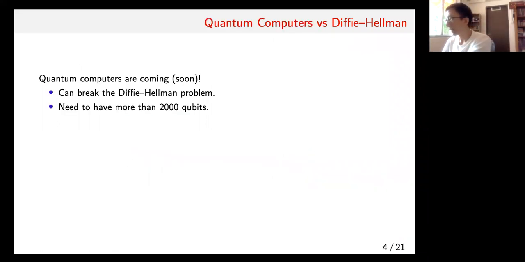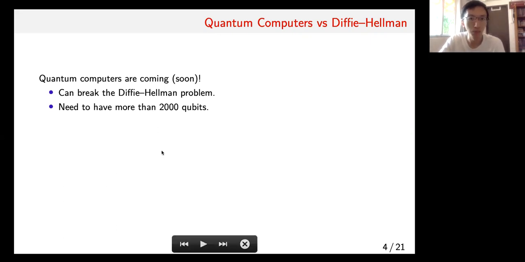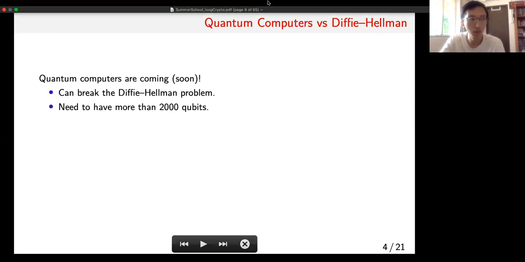So that is the basic protocol. And this is what we've been using for a couple of years now. But quantum computers are coming soon, as you may have heard. And this can break the Diffie-Hellman problem on top of the discrete log problem. It's projected that the quantum computers will need about 2,000 qubits. Right now we have like 50 qubits. So it's far away, but maybe not quite as far away. So we would like to find alternatives to using just abelian groups.